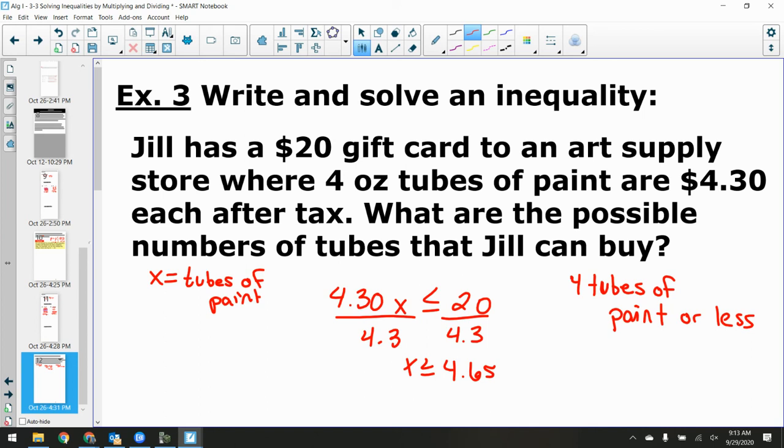No, you're not gonna walk up to the register and be like, oh, can I get 0.65 of this tube? Can you cut it for me, please? They're gonna look at you weird.